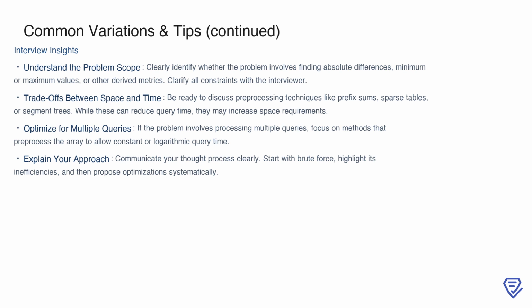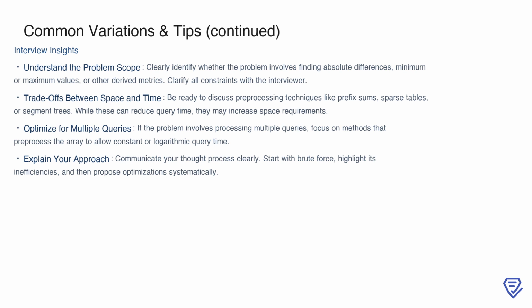Now, let's talk about some insights that are particularly helpful in an interview setting. First, take the time to fully understand the problem scope. Determine whether you're working with absolute differences, minimum or maximum values, or some other derived metrics, and clarify constraints with your interviewer if needed. Next, be prepared to discuss trade-offs between space and time complexity.